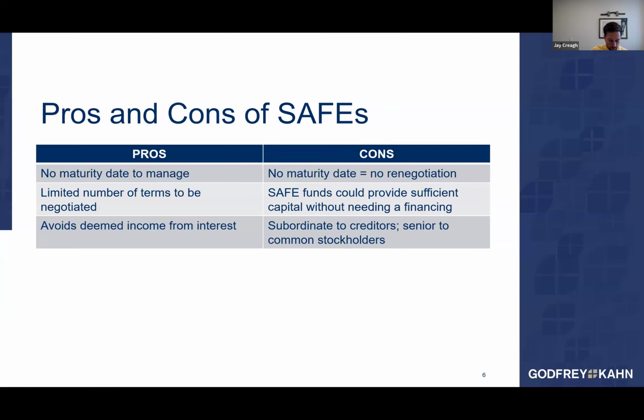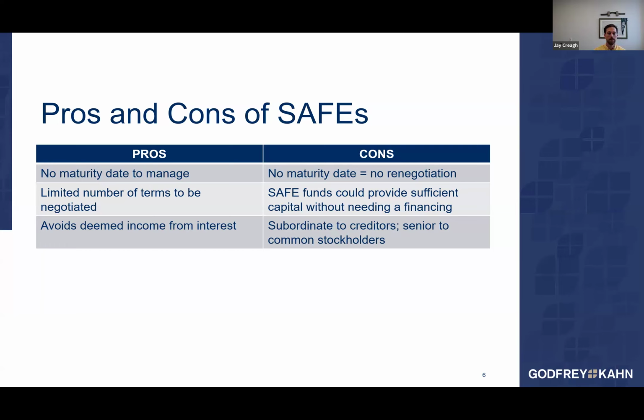So these are pros and cons, I guess, more from an investor's perspective, or maybe from the company. So there's no maturity date to manage. They can sit out there forever. There's not many terms to negotiate. It's typically just valuation cap, discount, potentially whether there's going to be a kicker on a sale as opposed to just money back or as converted. And then there's no interest income to worry about or consider.